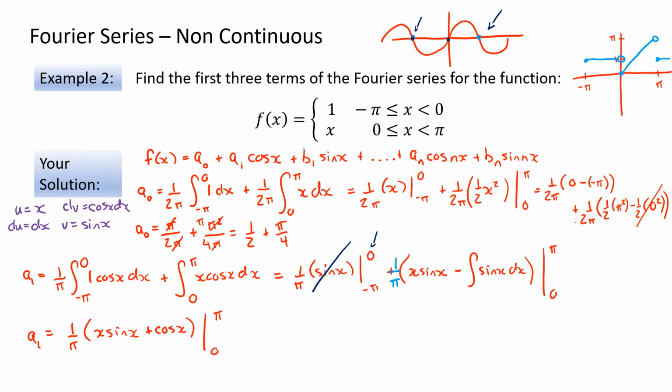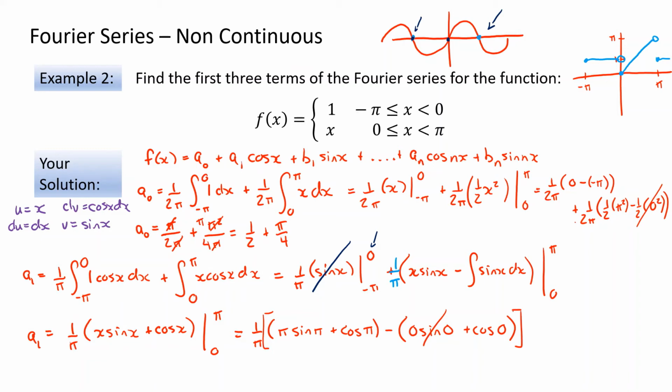Okay? If I substitute those in, we get 1 over pi times pi sine of pi plus cosine of pi, minus 0 sine of 0, which again is just 0, plus cosine of 0, okay?